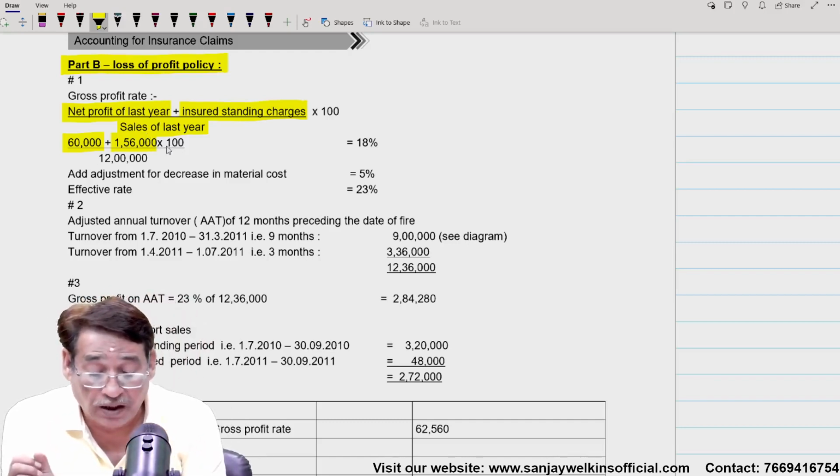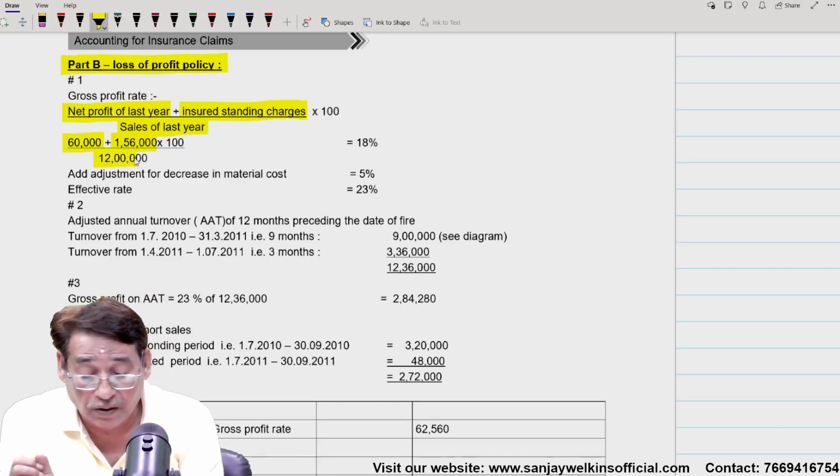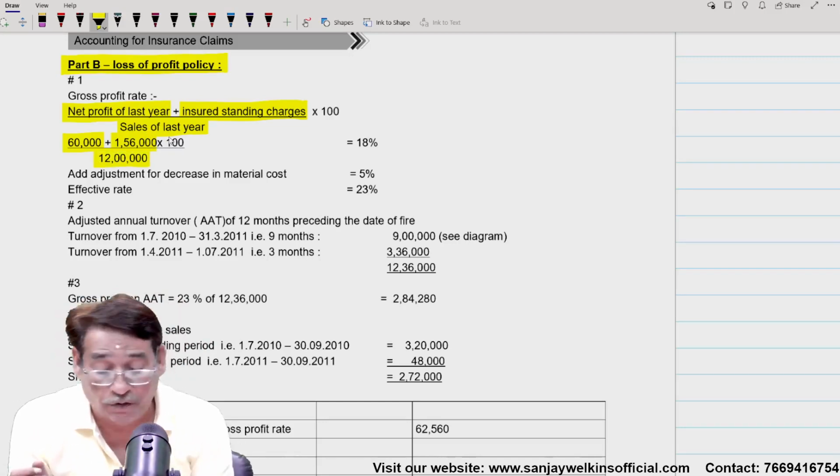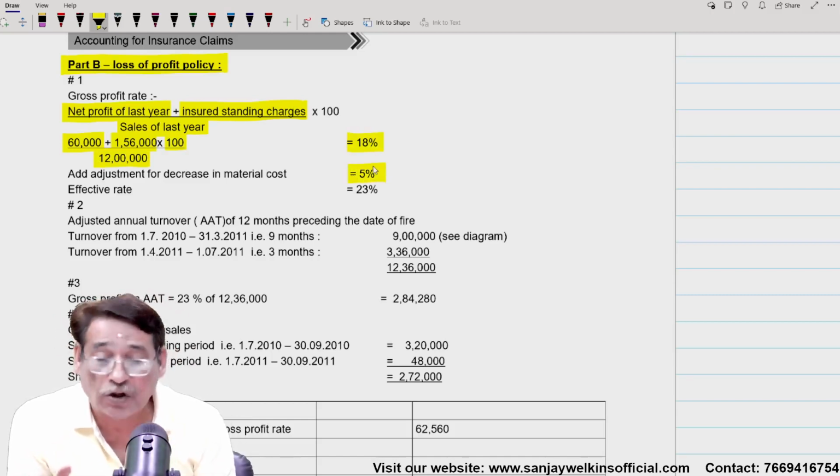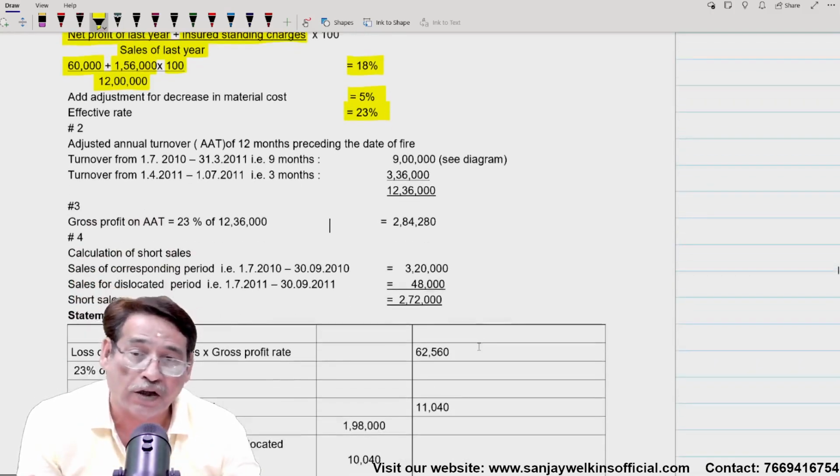And then it is given 12 lakh is the turnover of the last year, multiplied by 100. So 18% will be my gross profit rate. And it is given in the question that the gross profit rate is rising by 5%. So your effective rate will be 23%.